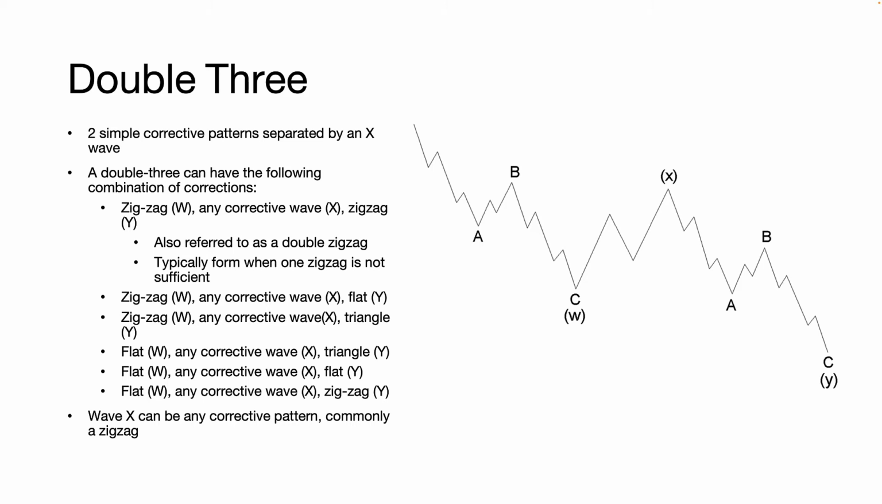All right, so another variation of a double 3 is where we have a flat in wave W, any corrective wave for wave X, and then wave Y is also going to be any corrective wave, whether it's a flat or a zigzag, for example.